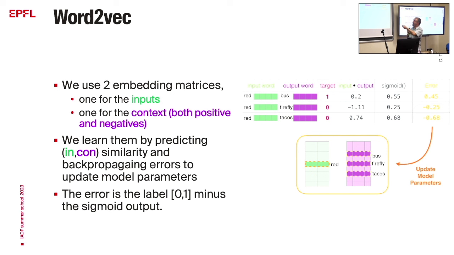How do you calculate the score? You multiply these two, their dot product gives you a number, and then, believe it or not, you pass it through a sigmoid, so it goes between 0 and 1, and you subtract it from the label, and this gives you the loss. As simple as that. And when you have it, you backpropagate in the network, and you update your embeddings. One iteration at a time, you end up with embeddings where red will be similar to bus and dissimilar from firefly and tacos. And this is Word2Vec.